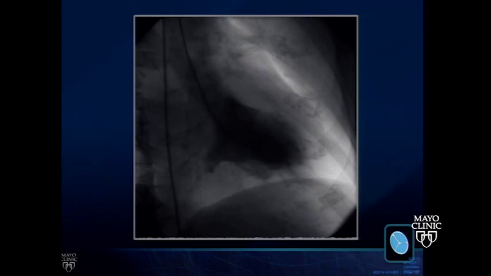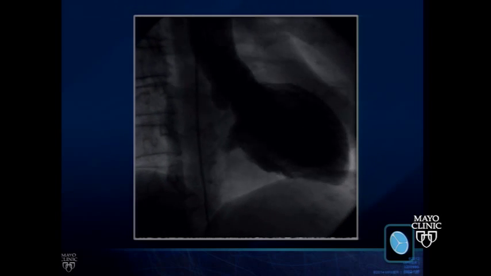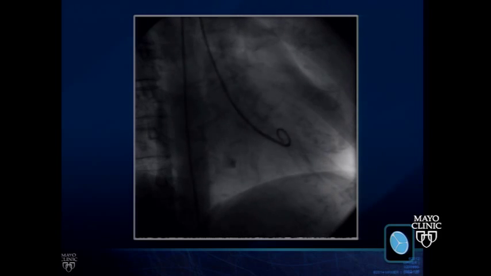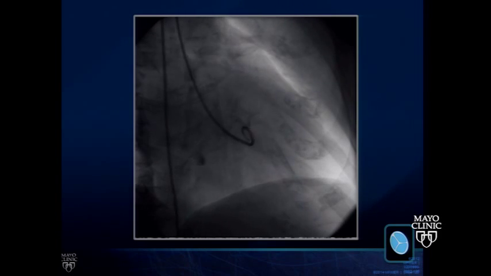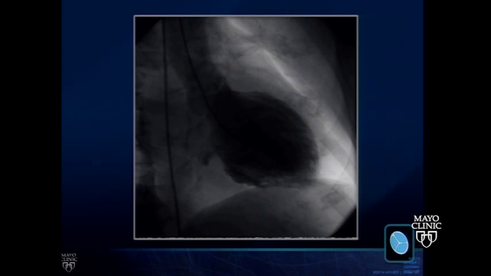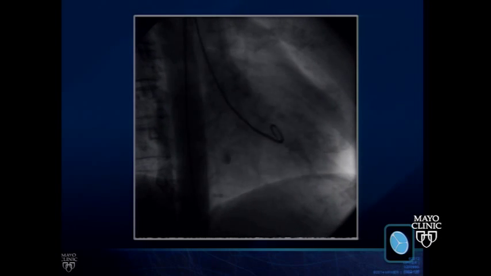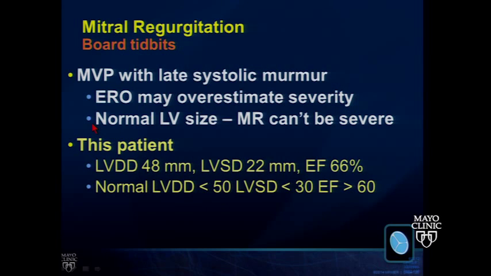And actually, just to show, because you have a discrepancy there between what the echo said was severe and what your clinical impression was, the cath just shows a mild degree of mitral regurgitation, which correlates with your clinical impression. And with just mild mitral regurgitation, you would watch.